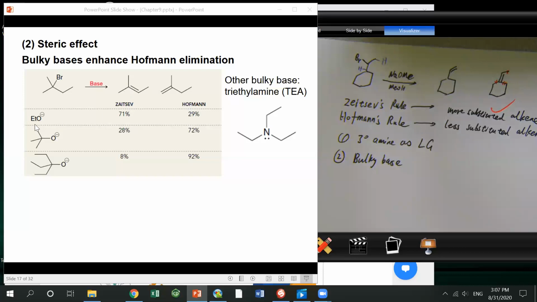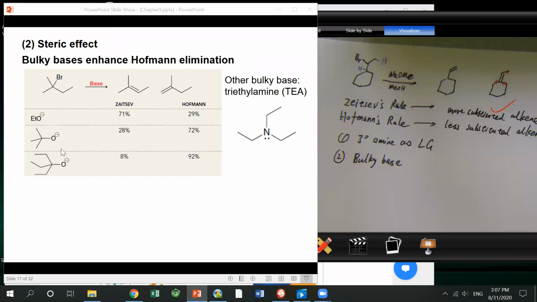But if we increase the base size, for example, if we use a t-butoxide, then because of steric hindrance it is not easy to access the internal beta hydrogen, but there is no problem accessing the terminal beta hydrogens. So in this case, the Hofmann product becomes the major product, the least substituted alkene, and the Zaitsev product becomes the minor product.